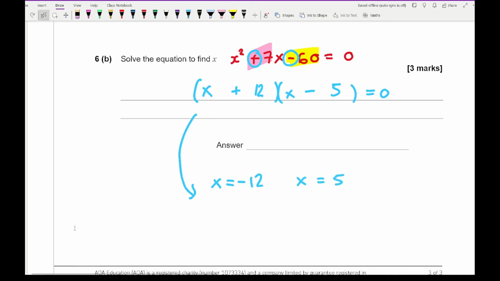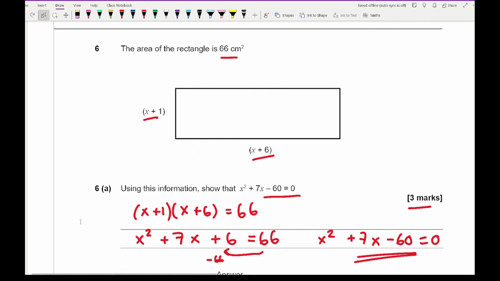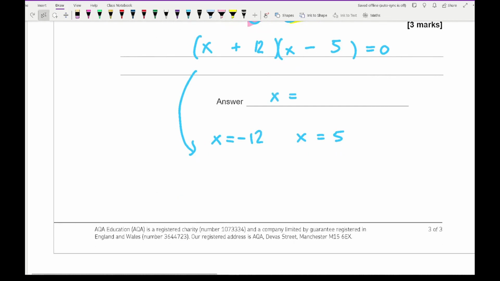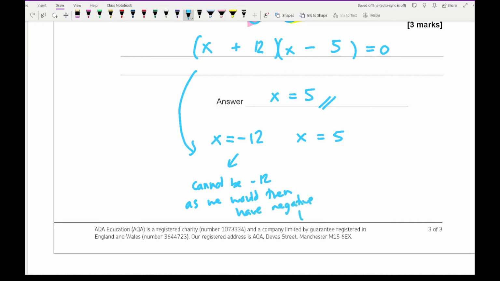Now because x refers to lengths, although we've got two possible answers, x cannot equal minus 12. And the reason for that is because if x was minus 12, then we'll end up with negative lengths. So to solve this, x has to equal just 5. So it's worth noting that it cannot be minus 12, as we would then have negative lengths on the rectangle.